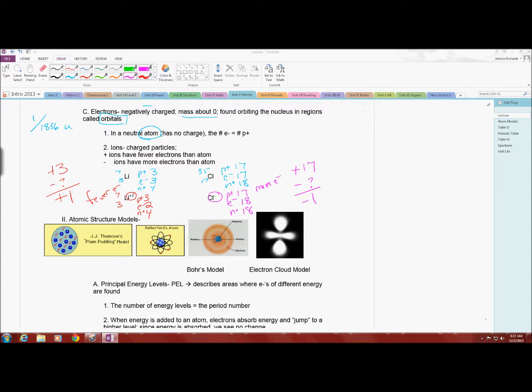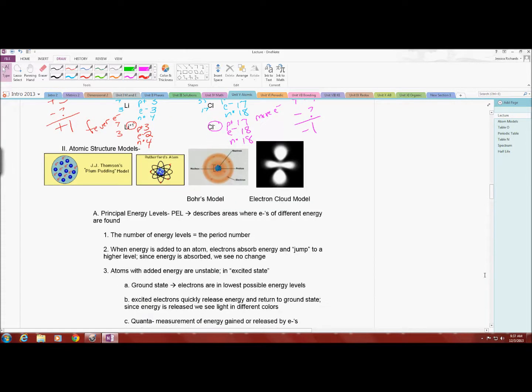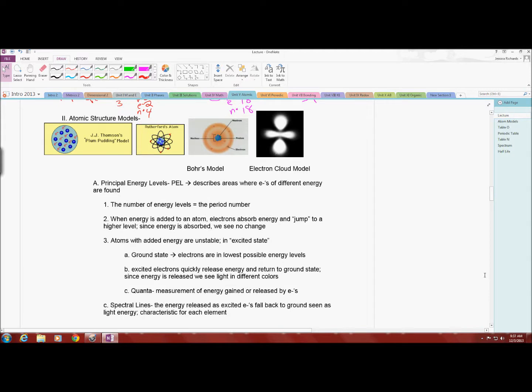Over the years, scientists have used different models to try to explain the movement and the existence of the electrons. And so we're going to talk about those briefly. You're supposed to have a brief knowledge of them. First one being J.J. Thomson's plum pudding model. I prefer to call it the chocolate chip muffin model because chocolate chips are way better than plums.